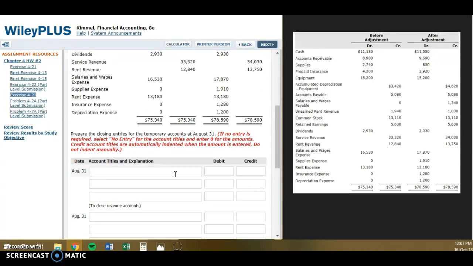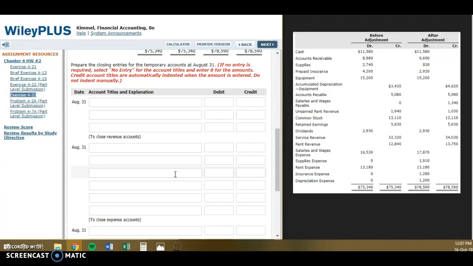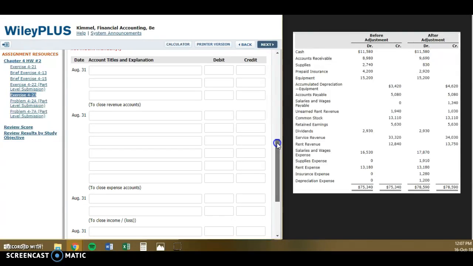So to begin closing accounts, we need to begin with closing our revenue accounts. We have two revenues here. We have service revenue and we have rent revenue. And we are going to be debiting these.